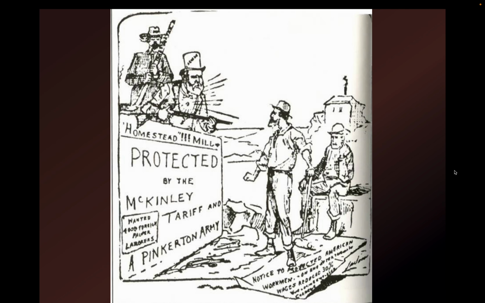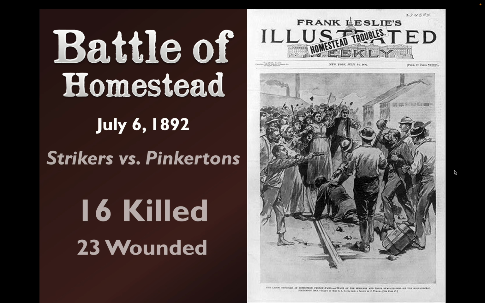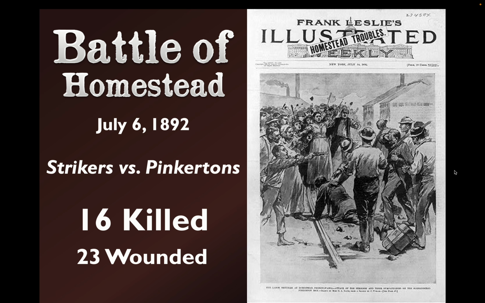This is a political cartoon. It says wanted 4,000 foreign pauper laborers, so meaning low-skilled people who aren't going to want a lot of money for their labor. It says notice to the American workmen, wages are reduced 30%. Because of that, there was a Battle of Homestead, July 6, 1892. The strikers versus the Pinkertons. 16 were killed and 23 wounded.